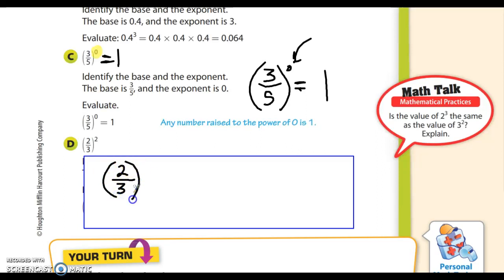What does this mean? What this means is 2/3 times 2/3. So it just looks like this. That's all it means. This 2 right here means that there are 2 of them. So I'm going to multiply. And then you remember how to multiply fractions.